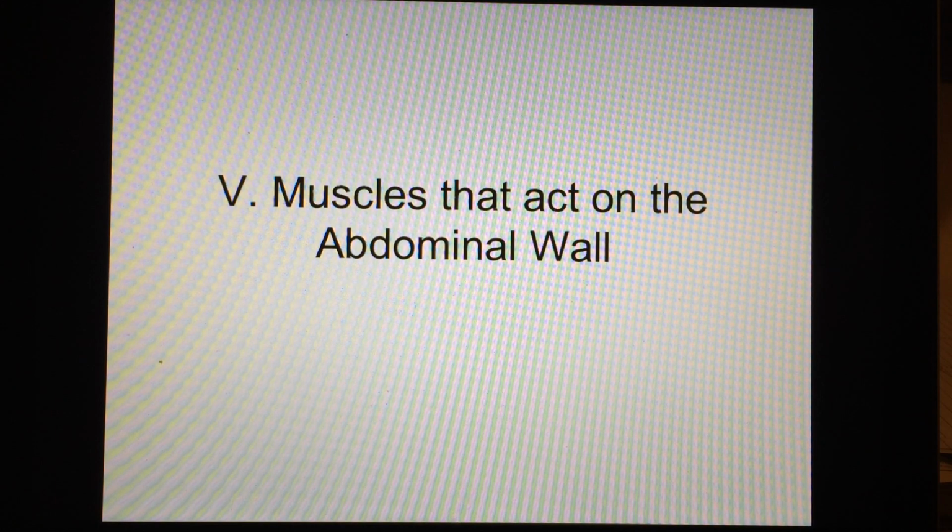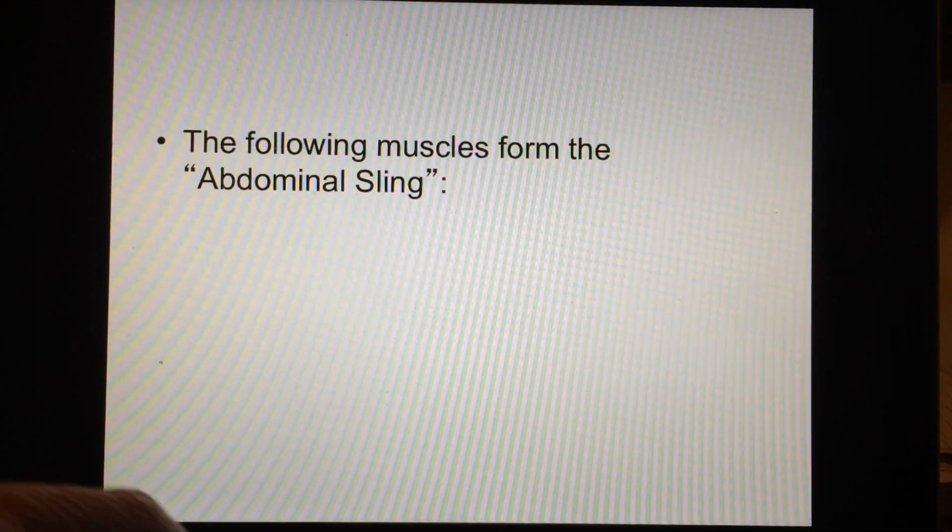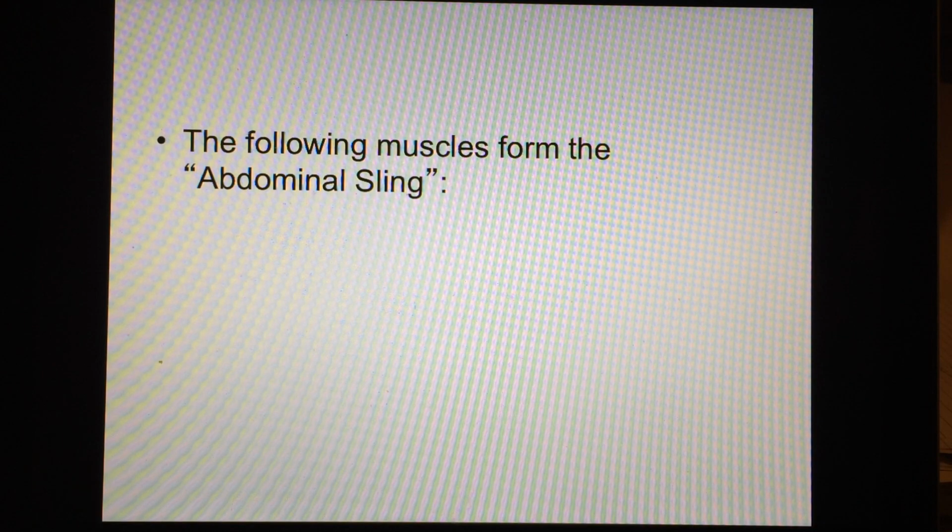Let's take a look at the next set of muscles that act on the abdominal wall. Now, if you don't know where the abdominal wall is, that's your belly. So let's start out with some specialty information first. This slide says the following muscles, I hate reading from slides, but you guys know how it is. The following muscles form the abdominal sling.